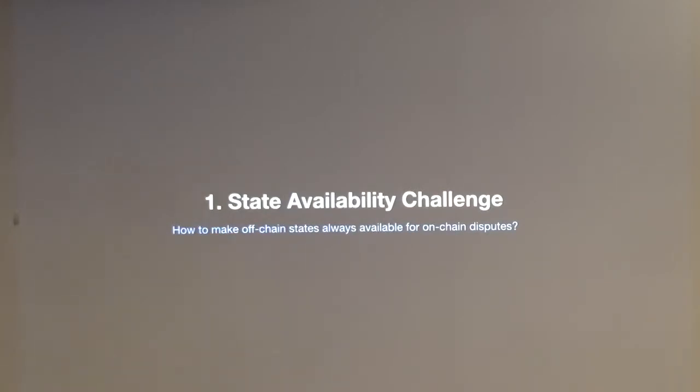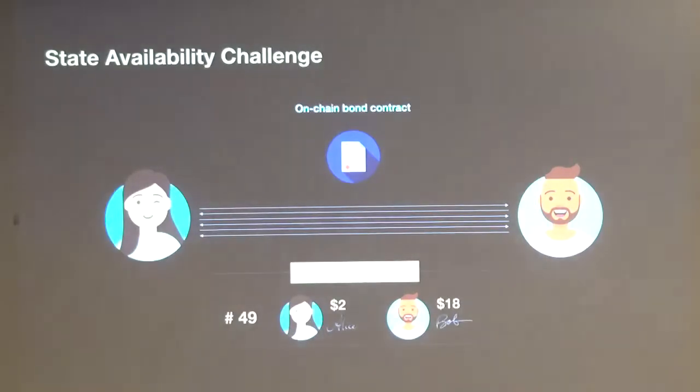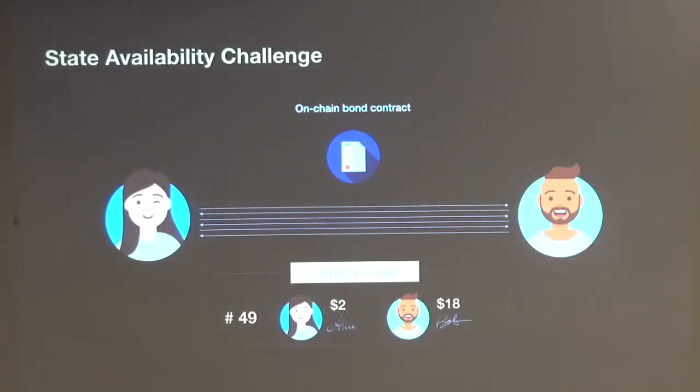Especially for generalized state channels, the first trade-off is how to make off-chain state always available for on-chain dispute. What I mean by that, tagging along with the great first talk that talks a lot about this stuff already, even though I don't understand Korean, I'm using Google Translate to follow the talk actually.